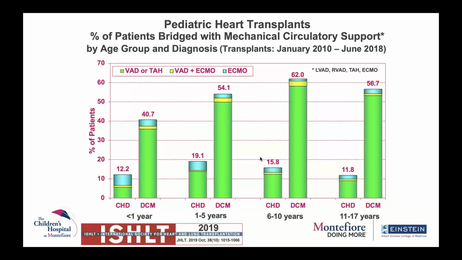Now let's split this up by diagnosis again. As you can see, patients on the right are dilated cardiomyopathies and patients on the left are congenital heart disease. And you can see here that dilated cardiomyopathy is a predominant diagnosis for the reason of implanting a VAD. Again, green being VADs and blue being ECMO. So you can see that the majority of the patients in the current era from 2010 to 2018 are being bridged to transplant with a VAD.